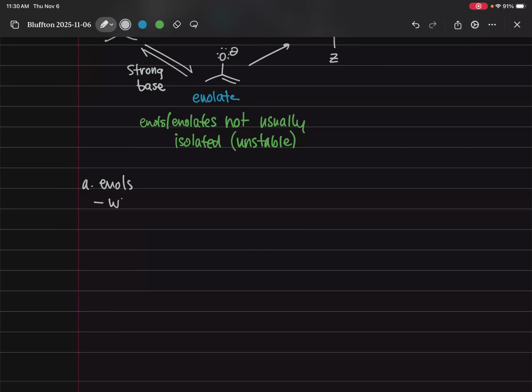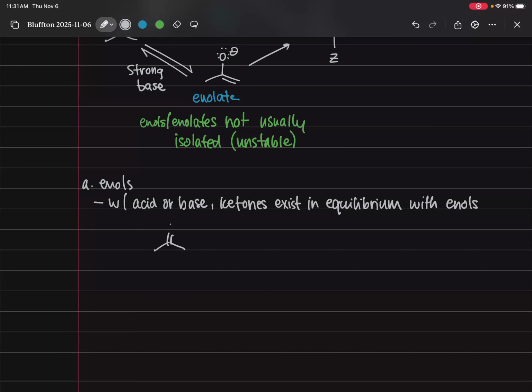So with acid or base, ketones exist in equilibrium with enols. So this is the same reaction that I just drew above.